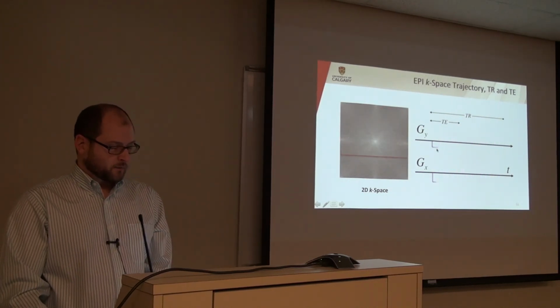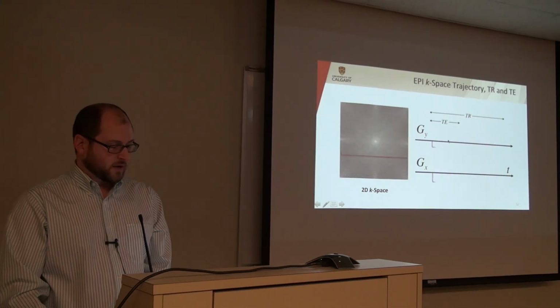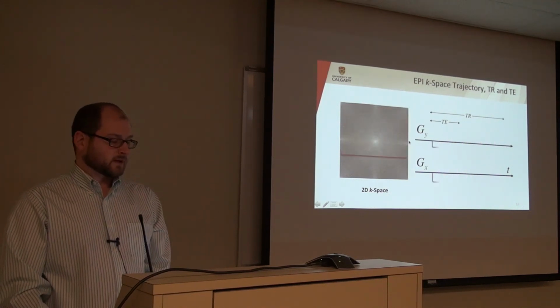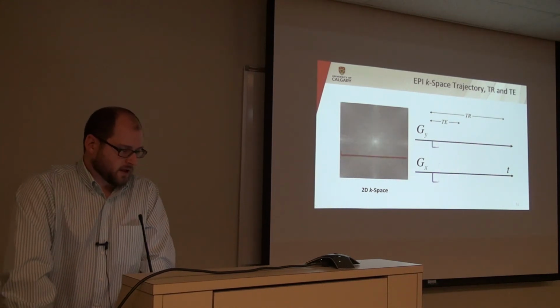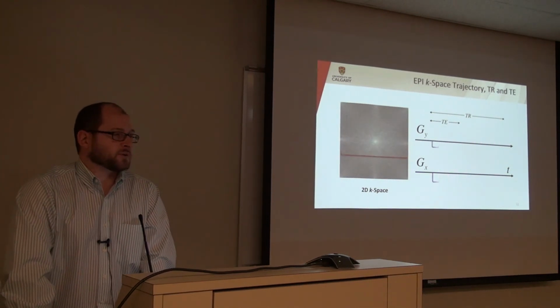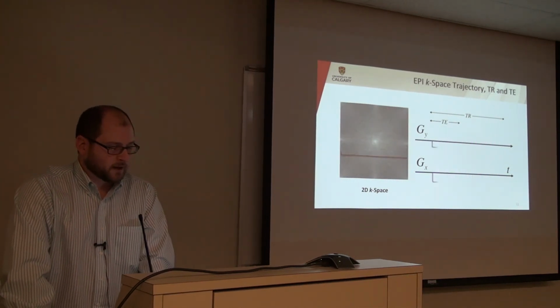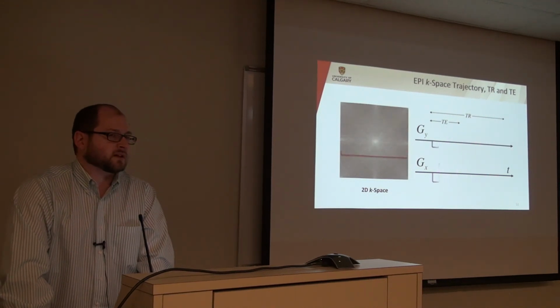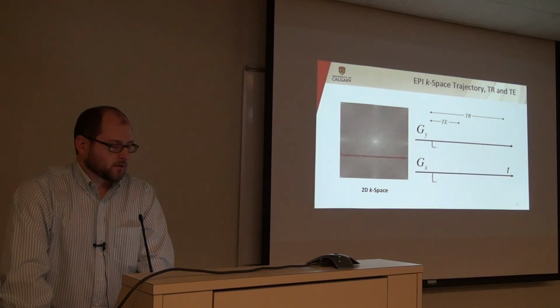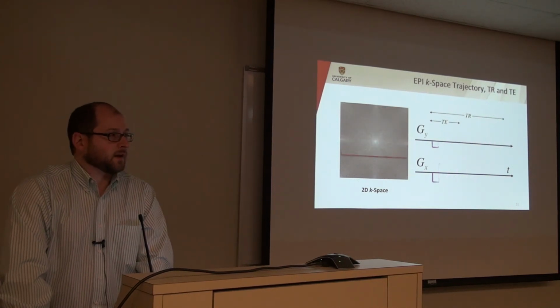And so basically you have one dephasing lobe in GY, and then you have these tiny little blips, and these blips move you up a single line in K-space. Okay? And so that's gradient echo EPI. Okay? You can also do it with spin echo, but it's a little more complicated than this, and most people here are probably using gradient-based EPI anyway.